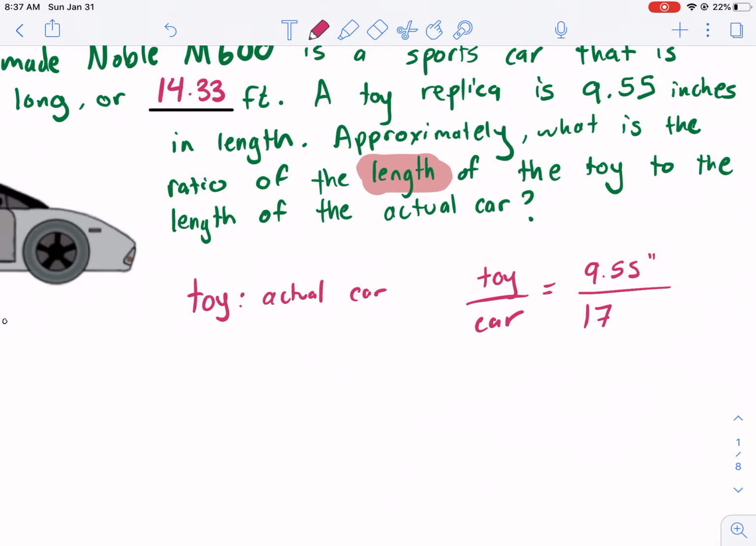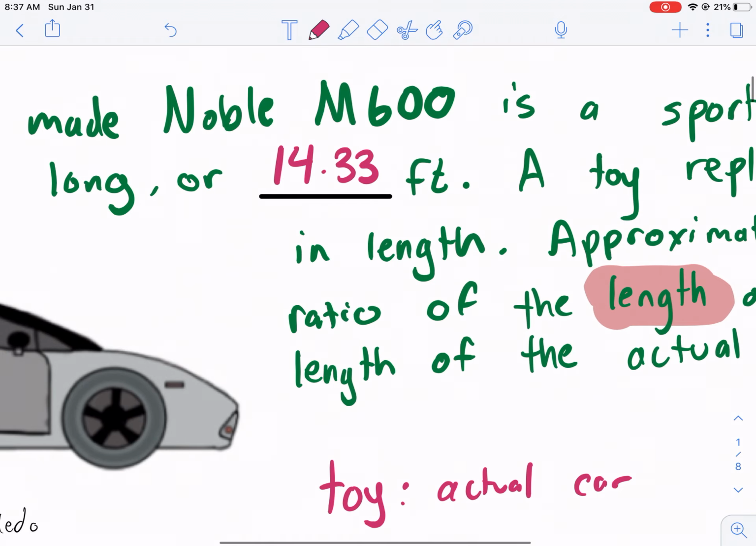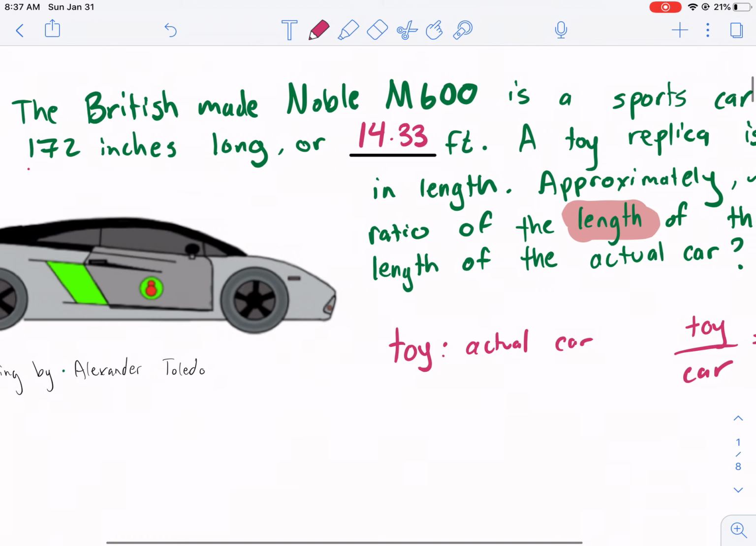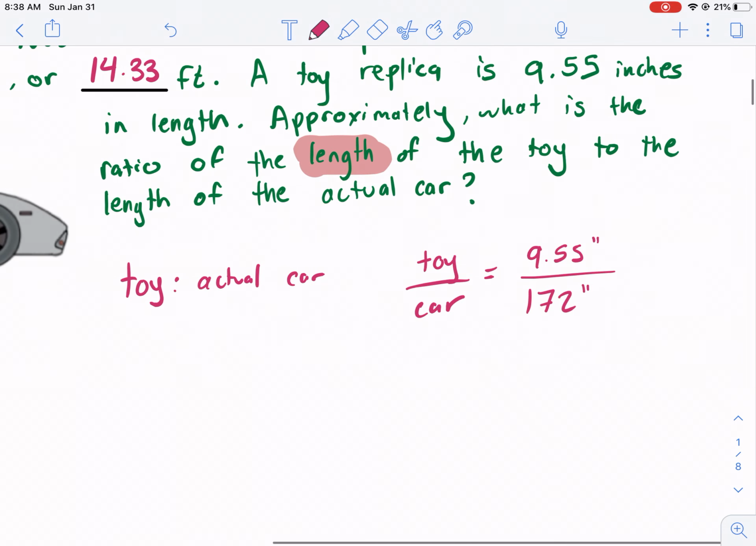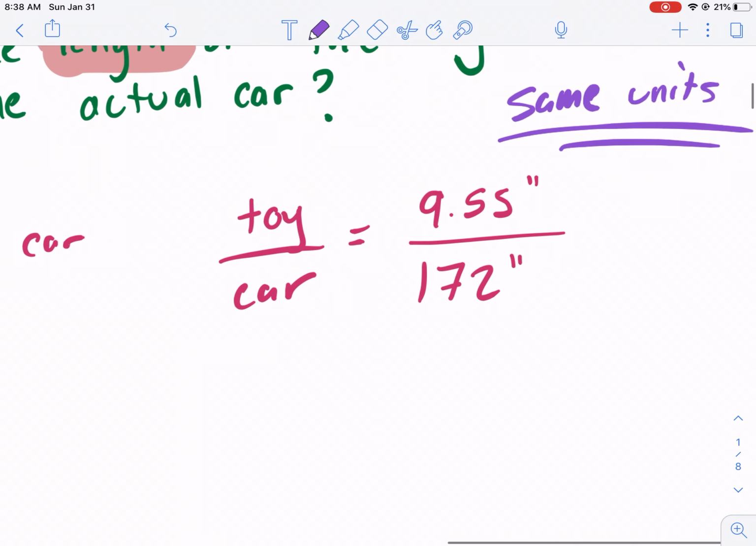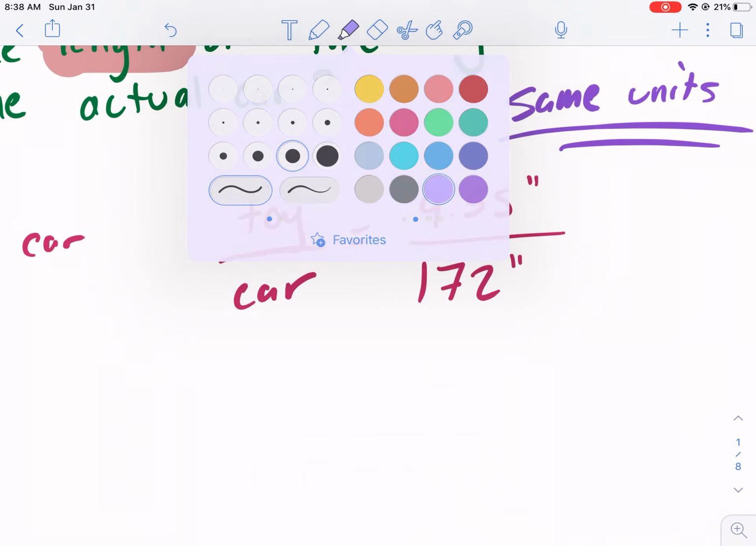No one would actually say, oh, I have a 172-inch car. Usually they'd refer to it in feet. That's just a little bit easier to reference. But it makes this problem easier to mention it in inches because you have to have the same units in the comparison. So here we have inches, and then we have inches there. Now, it's not really good practice to leave a decimal in a fraction like that.